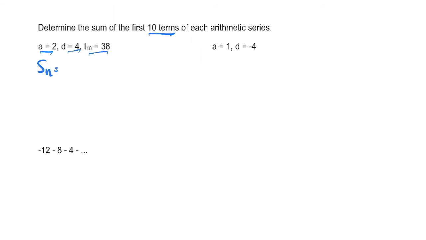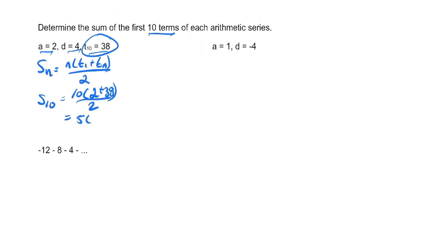S of n, again, is n times t of 1 plus t of n, over 2. In this case, we want the 10th term. And we know what the first term is, 2. We're happy to be told what the 10th term is, which is 38, all over 2. So this is really 5 times 40, which is 200. So the sum of the first 10 terms of that sequence would be 200.